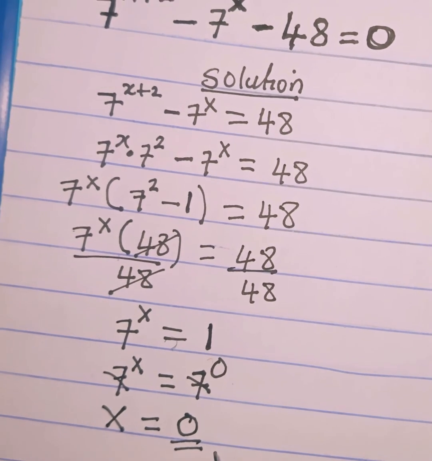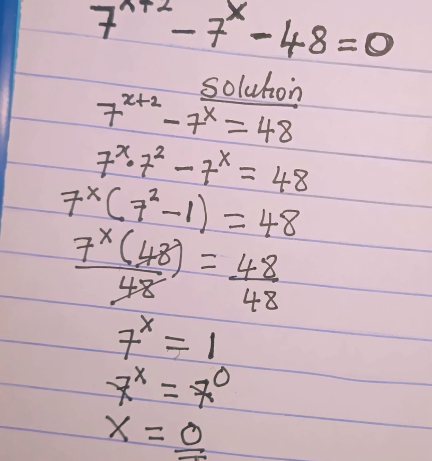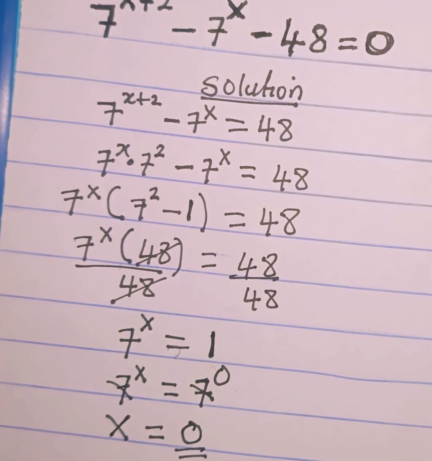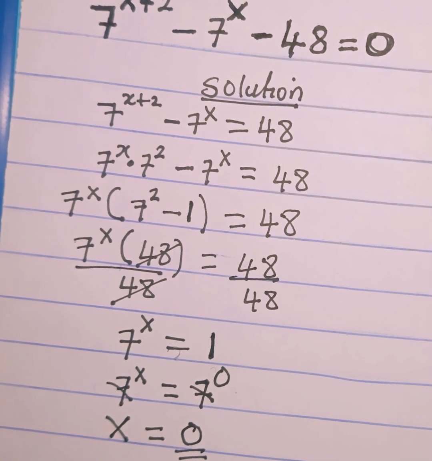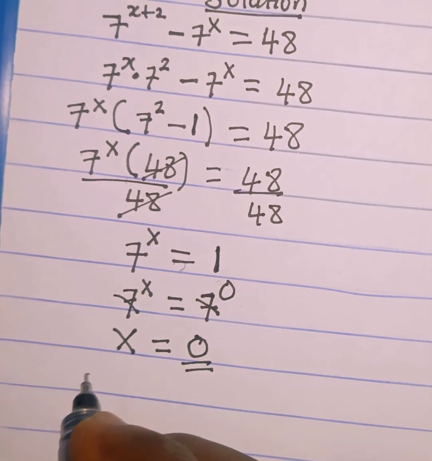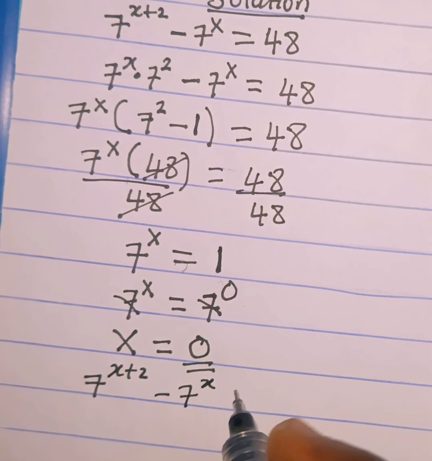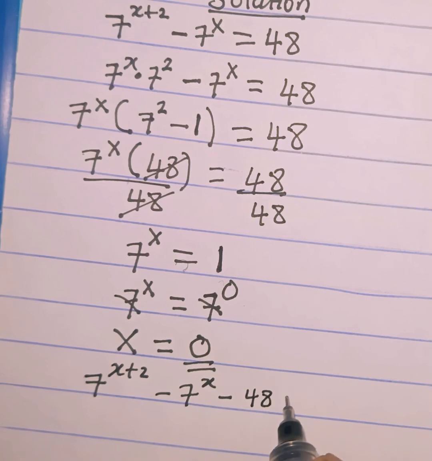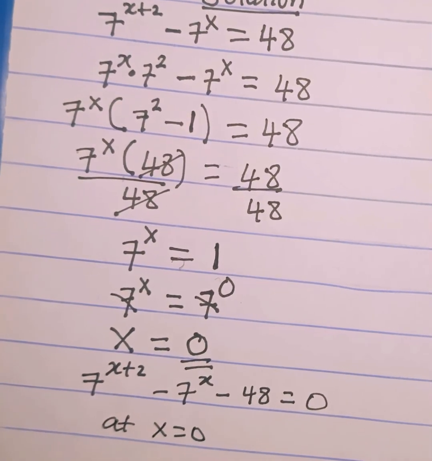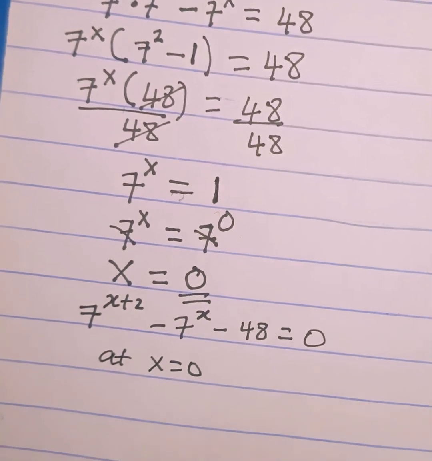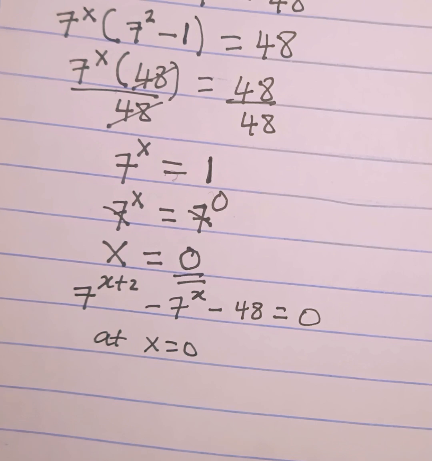Before we confirm that this 0 really satisfies the equation, we need to plug in the value of x back into the original question to see whether the left hand side is going to give us the right hand side. So the original question is given as 7 to the power of x plus 2 minus 7 to the power of x minus 48 equal to 0. Now at x is equal to 0, because we just found x to be 0, we need to replace the value of x in this equation. Anywhere we see x, we replace it with 0.